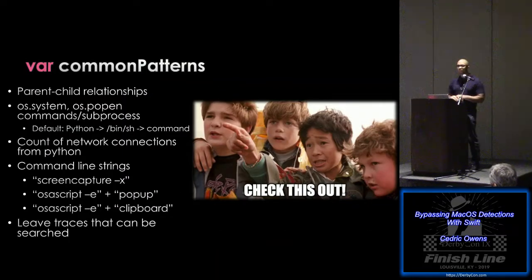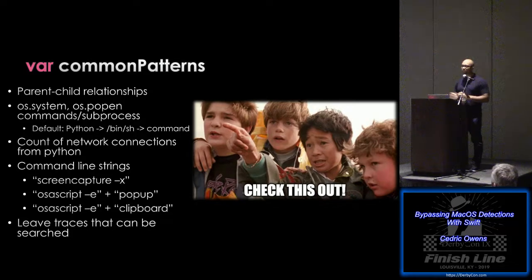Some of those patterns include parent-child relationships. Speaking of Python in this example, for post-exploitation, OS libraries like system, popen, and commands for Python 2, and subprocess for Python 3, all operate in a similar way when you look at parent-child relationships, where by default you have Python spawning a shell environment, which in this case by default is /bin/sh. You could totally change that. But Python spawns a shell environment, which then executes the command.